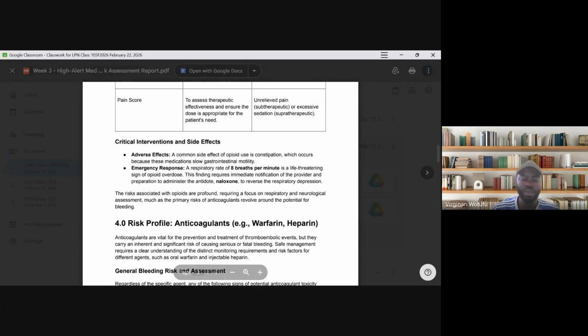Thank you. So with the two anticoagulants like warfarin and heparin, can someone actually help us with the difference between these two anticoagulants?